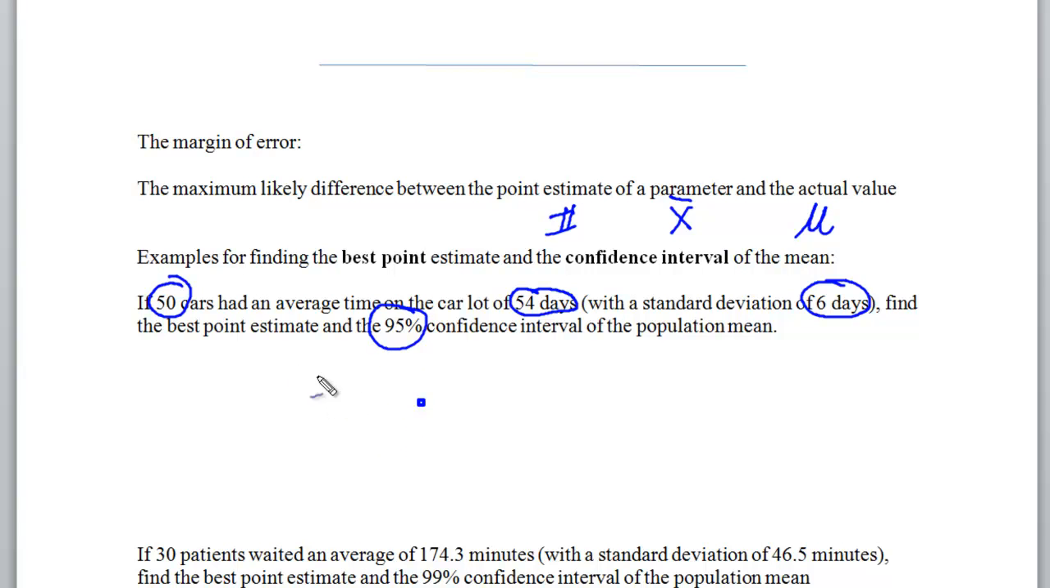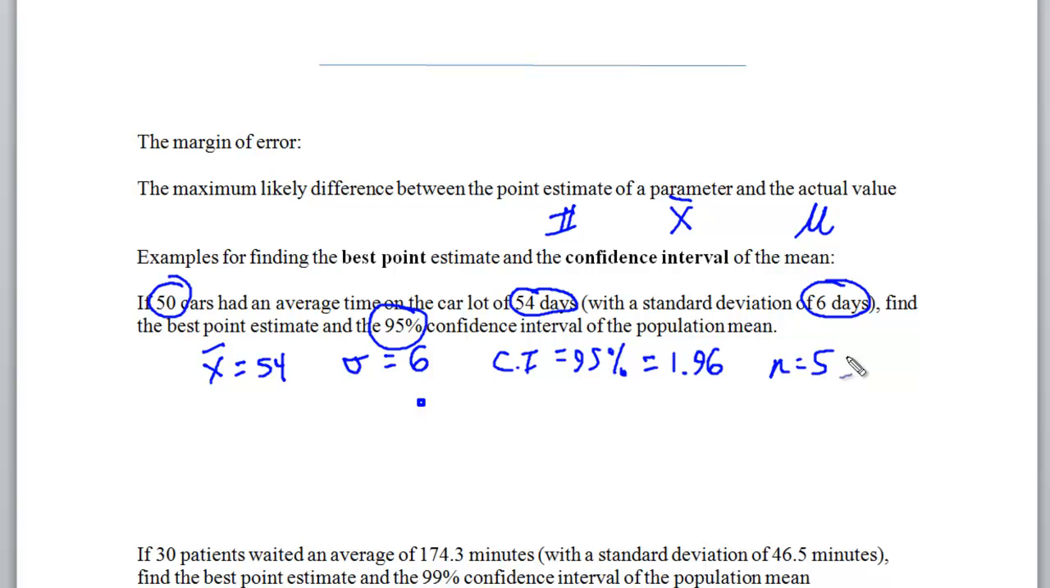So here's what we're going to know. We know our sample mean is 54 days on the lot. So we're trying to find the national average for cars on a parking lot. We know that the standard deviation, since it was given to us, was 6 days. The confidence interval is 95%. So we're going to look up 0.975 on our Z table. And from the worksheet up above, I told you that that was 1.96, and our sample size is 50 cars.